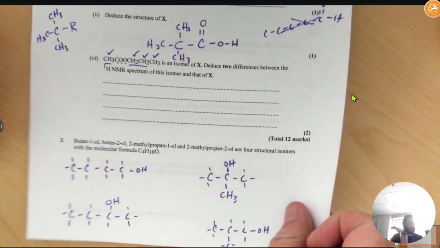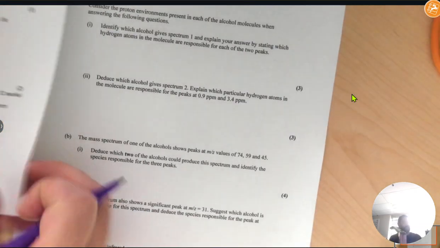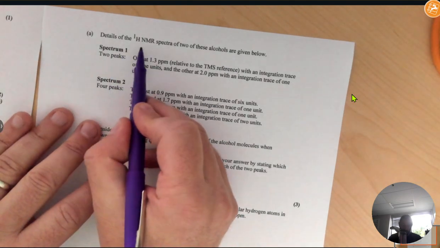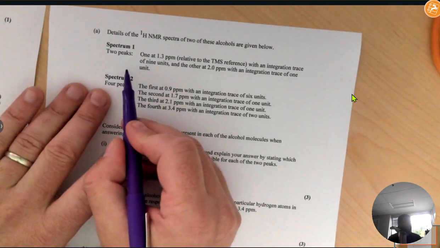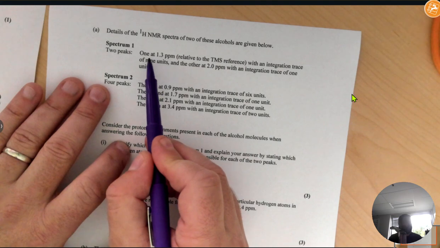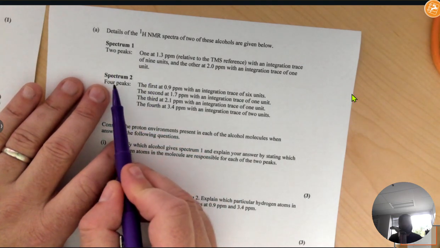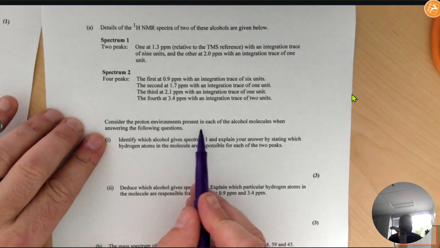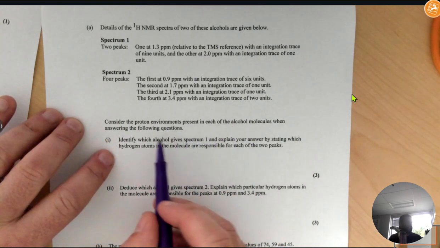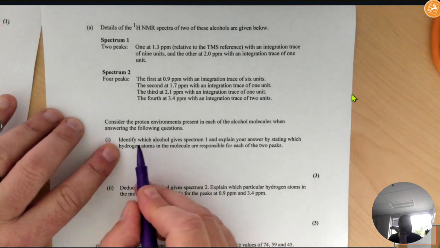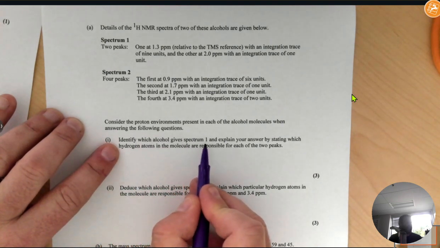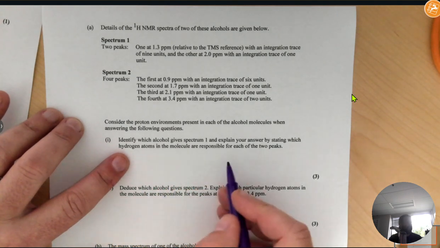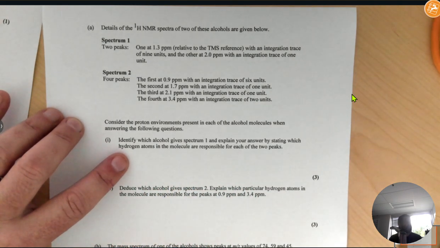Now let's see what they want us to do. Ooh, it describes 2 NMRs. It says details of the NMR of 2 of these alcohols are given below. Spectrum 1 has 2 peaks, and spectrum 2 has 4 peaks. Consider the proton environments present in each one of the alcohol molecules when answering the following questions. Identify the alcohol which gives spectrum 1 and explain your answer by stating which hydrogen atoms in the molecule are responsible for each of the 2 peaks.